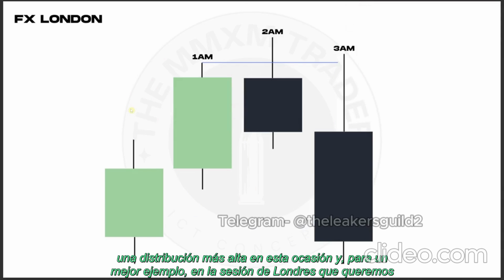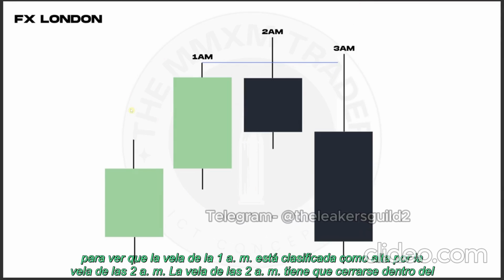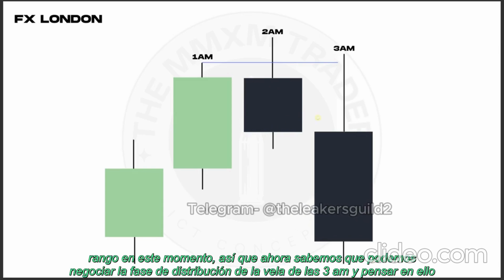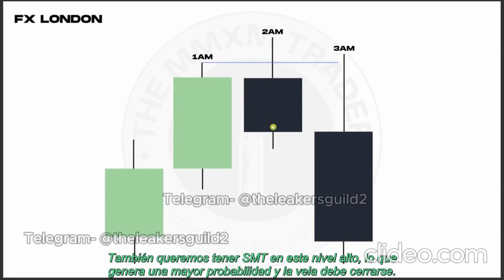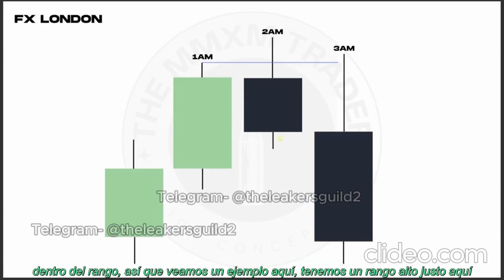And for a bearish example in the London session, we want to see that 1 a.m. candle high raided by the 2 a.m. candle. The 2 a.m. candle has to close inside of the range. So now we know we can trade the distribution phase of the 3 a.m. candle. And think about it, we want to have SMT on these highs as well, making it a higher probability, and the candle needs to close inside of the range.